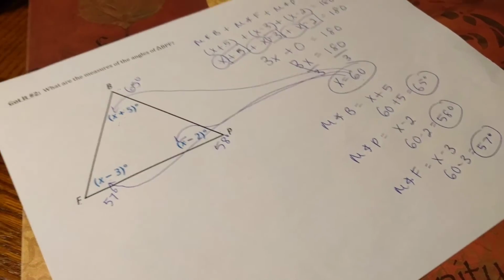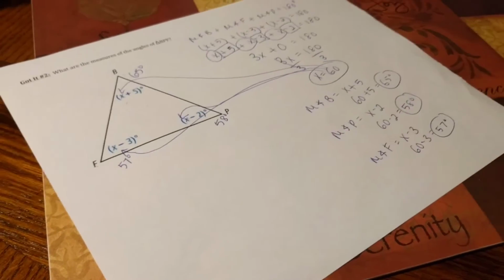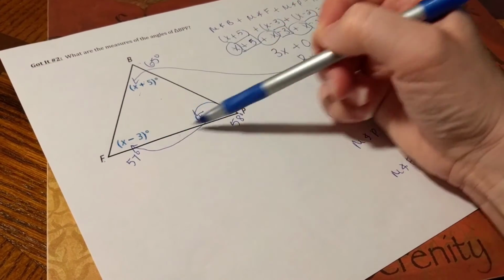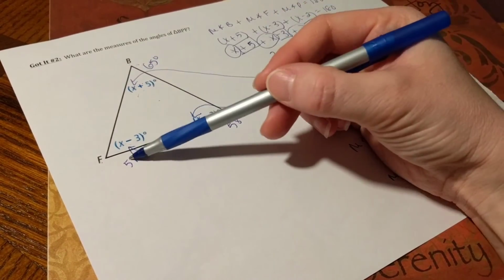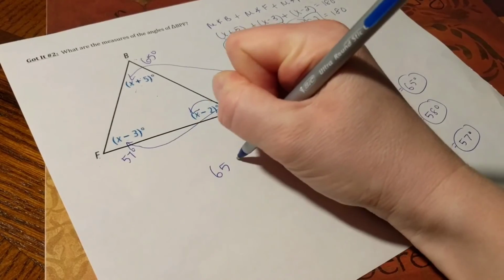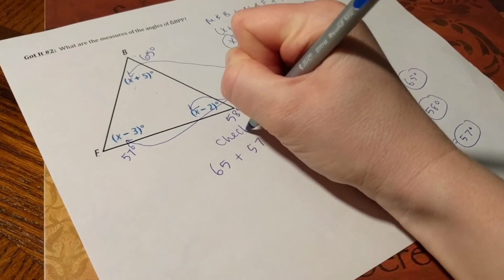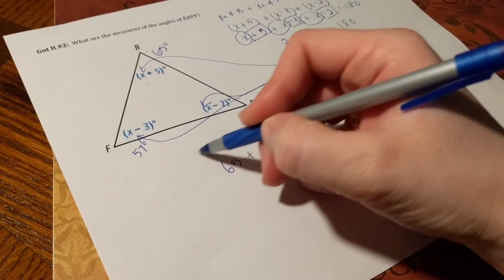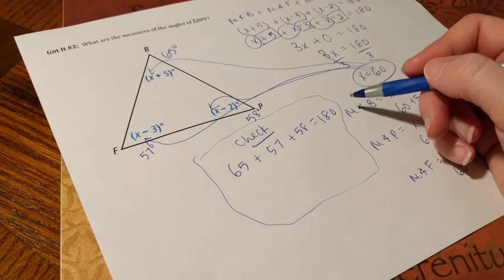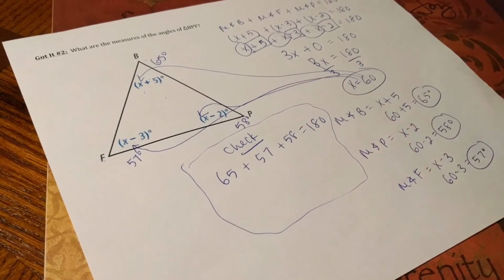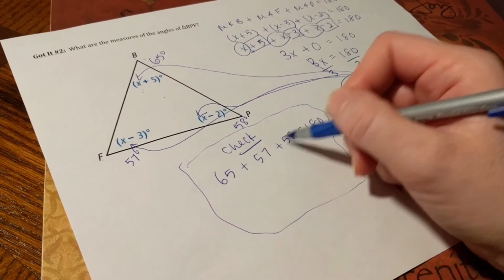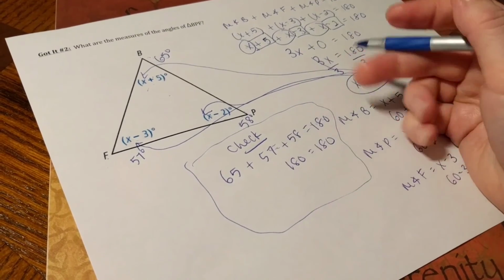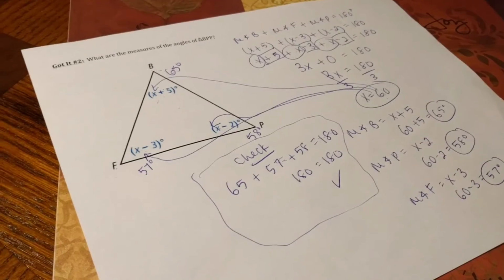All right, if we were to show our check here, what basically we would be saying is if we took the measures of all of our angles inside of the triangle, all three of them, 65 plus 57 plus 58, 65 plus 57, this is the check, plus 58, it should equal 180. All right, and it is true that when you add up these three angles, it does equal 180. Both sides of the equation are 180, so it checks, it works.